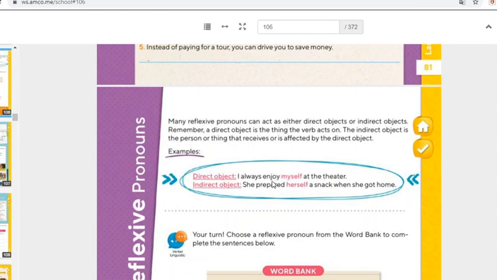She prepared what? ¿Qué preparó? A snack. ¿Para quién? Herself. A esto le llamamos objeto indirecto porque es para quien hice la acción. She prepared a snack when she got home. She prepared what? A snack. ¿Para quién? Herself. So, aquí está trabajando indirect object y aquí está trabajando direct object porque aquí la acción va directo para mí, no para otra persona.